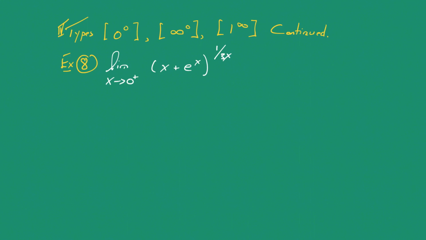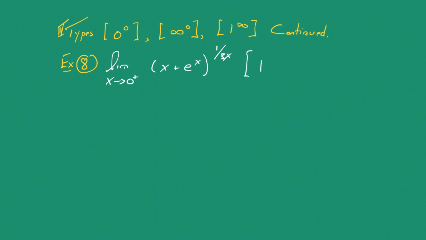So let's look. Well, what happens? As x tends to 0 from the right, our base is tending to 0 plus e to the 0. That's 1. So the base is tending to 1.